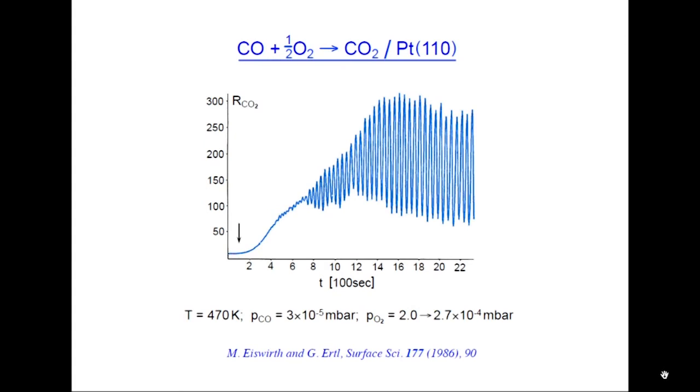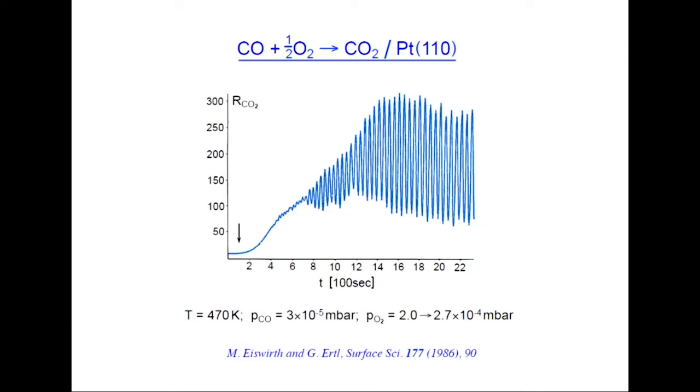This was a platinum single crystal surface exposed to carbon monoxide and oxygen. Temperature was constant, the CO pressure was constant, and at the point marked by an arrow, the oxygen pressure was increased from 2 to 2.7 times 10 to the minus 4 millibar, and the rate started to increase slowly, and then it started to oscillate, to vary periodically, and this continues over hours. This is complexity.